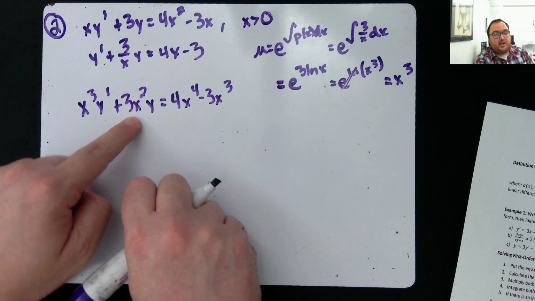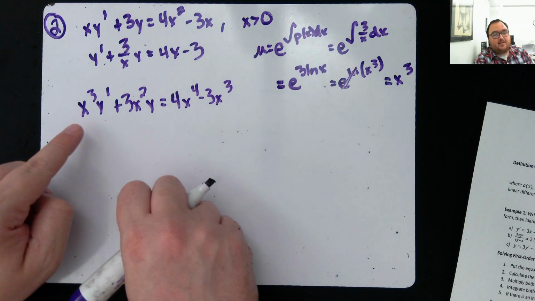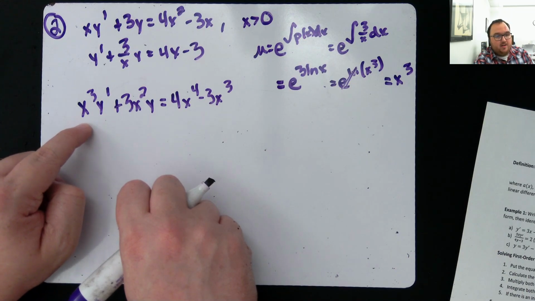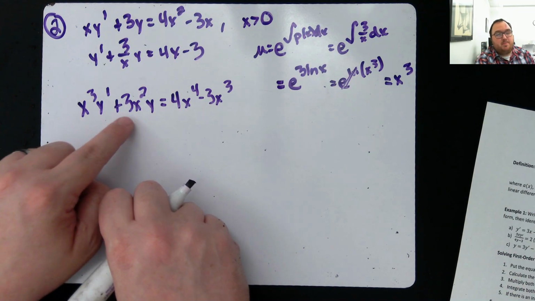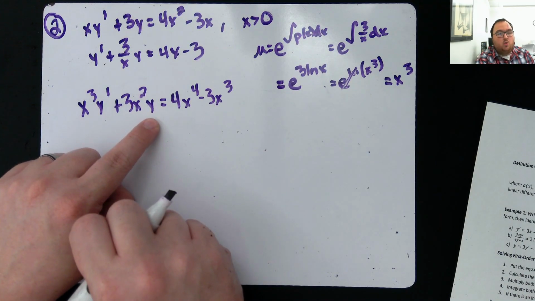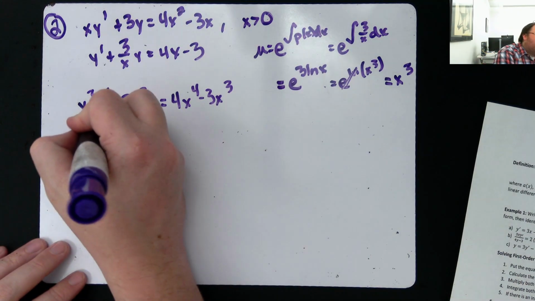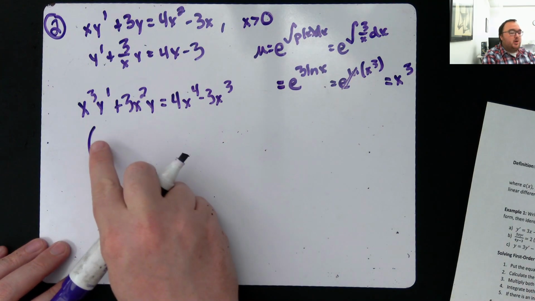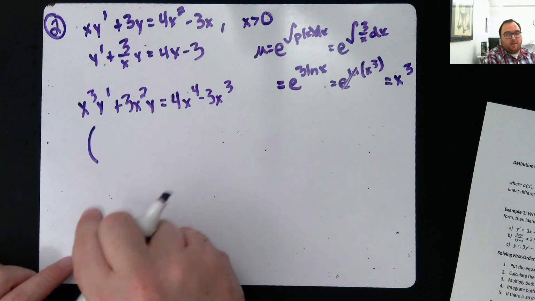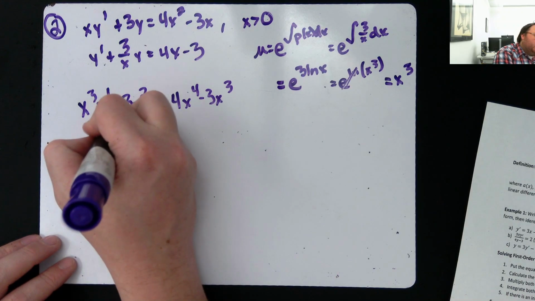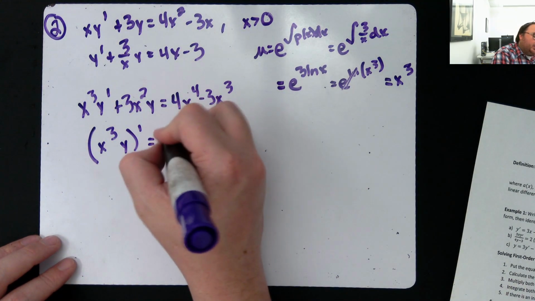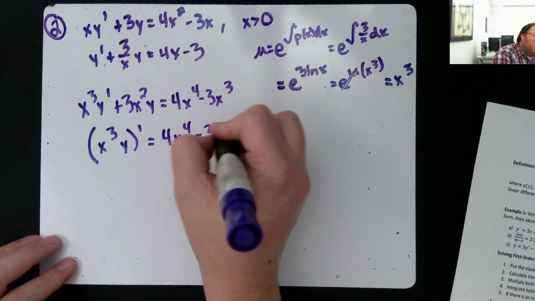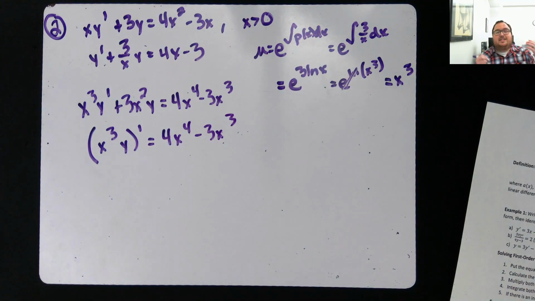Well, see here, 3x squared is the derivative of x cubed, right? So this is mu times y prime plus mu prime times y, which is the product rule, which means it's just mu y, that whole thing prime. And we said our mu was x cubed times y prime equals this. Haven't changed anything over here yet. If that doesn't make sense, let me know.